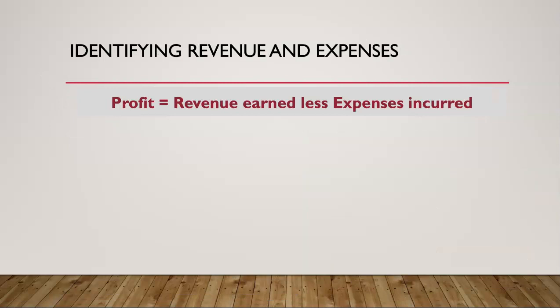We now move on to how we work out profit. Remembering profit is different to cash. And the key thing with profit is how we identify revenue and expenses. Why is this really important? Because these are the inputs that go into our calculation of profit. Profit equals revenue earned, and the earned is important, less expenses incurred. This means that we will look for all the revenue that has been earned in a period and all the expenses that have been incurred in a period.